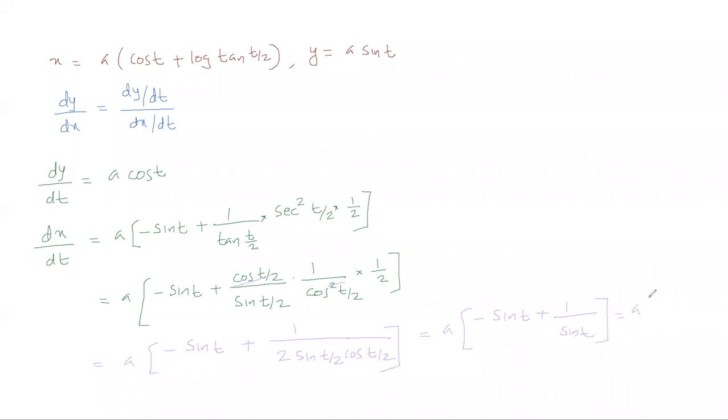So which is equal to a into minus sine square t plus 1 divided by sine t. So which is equal to a into 1 minus sine square t is cos square t divided by sine t. Then substituting back here, this is dy by dt is equal to a cos square t divided by sine t divided by a cos divided by a dx by dt.